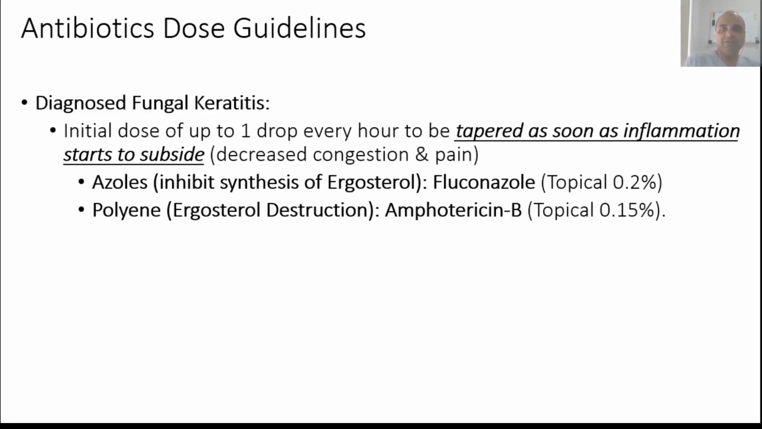We have azoles and polyenes as two common antifungals. Unfortunately, none of them are available in Pakistan in a commercially prepared form, so you have to prepare them from pre-existing injectable forms. So azoles work by inhibiting synthesis of ergosterol, fluconazole in the strength of 0.2% topical. Polyenes cause destruction of ergosterol. An example is amphotericin B, and it's prepared in a 0.15% strength.